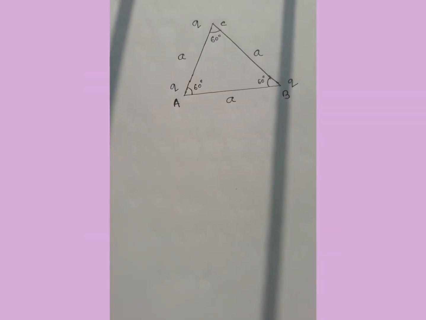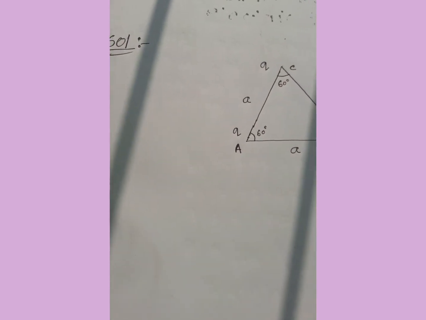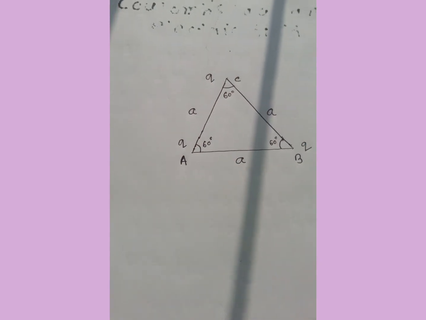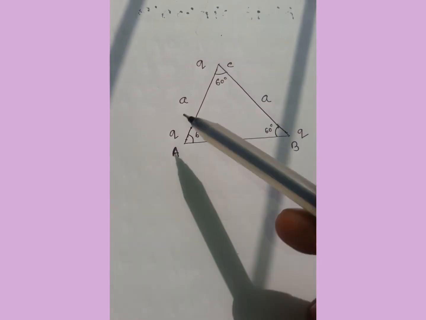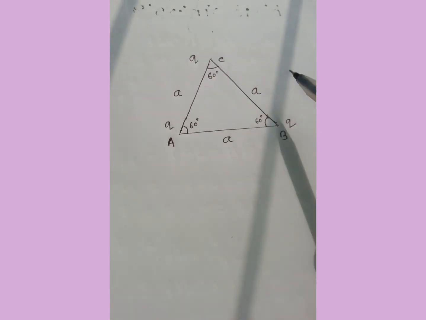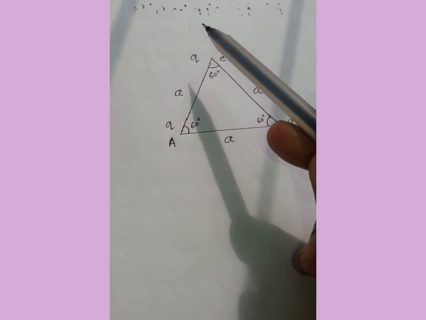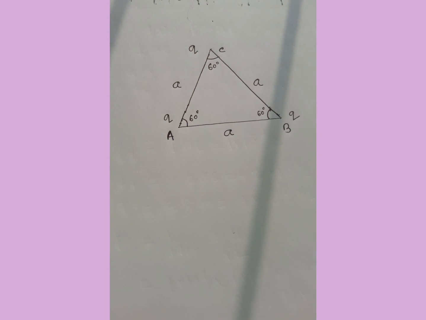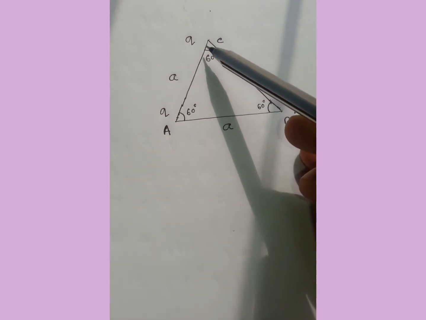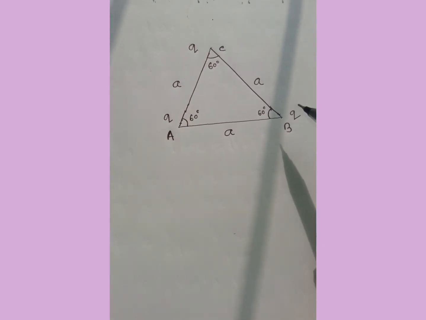Okay, let's solve the problem. Here we have drawn an equilateral triangle ABC. A is the side of the triangle and we have placed 3 point charges of value q each. Now we want to calculate the electrostatic force on C due to A and B.